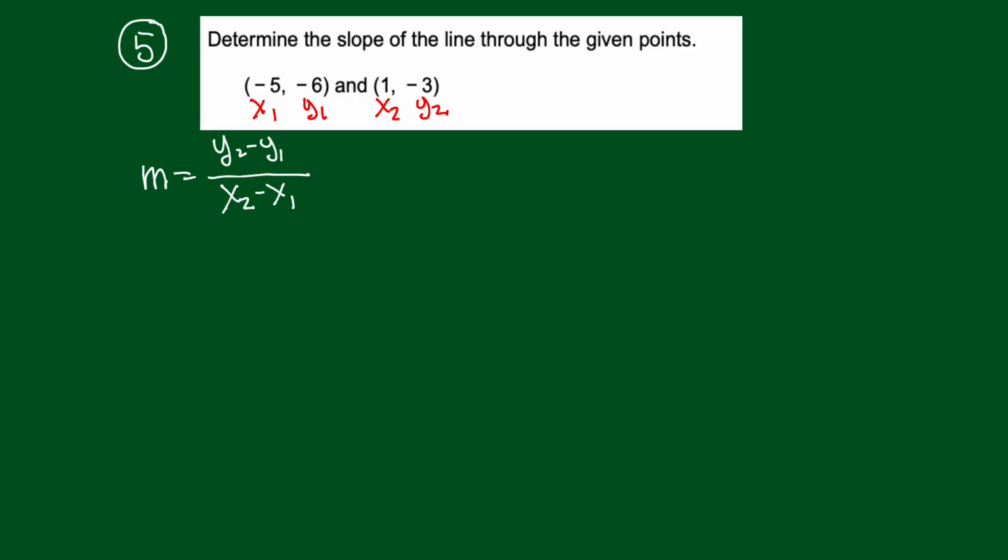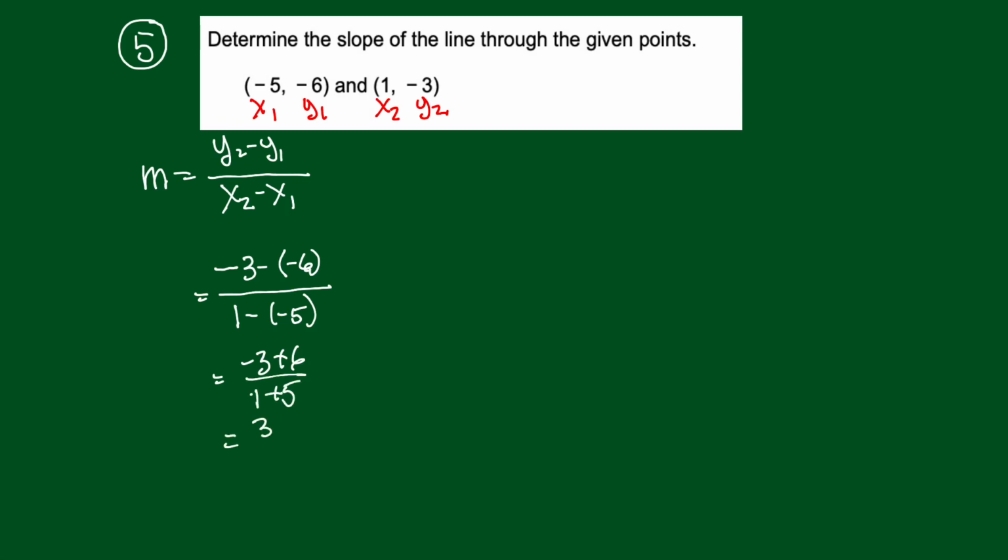So let's substitute in here now. We will get, all right, second y minus first y on the top. So second y is negative 3 minus the first y, negative 6. Just be careful with the negatives. We will get negative 3 minus negative 6. And in the bottom, second x minus first x, well, that's going to be 1 minus negative 5. So I get a 1 minus negative 5. So we will get negative 3 plus 6 over 1 plus 5.